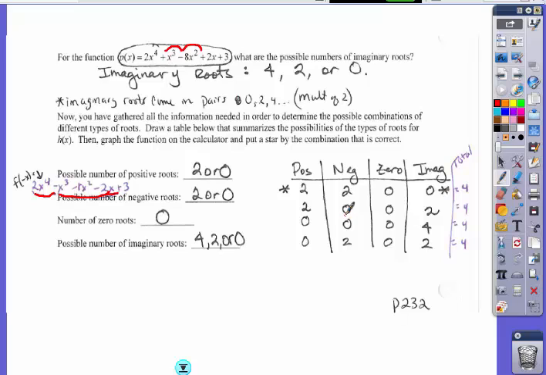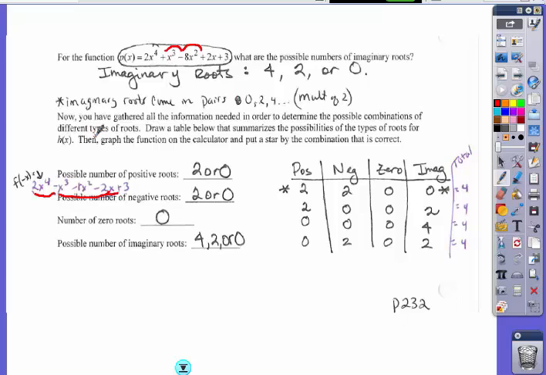I did 2, they did 2 again here on the positive, but now they switched it to being 0 on the negative. With that happening, now we can do 2 imaginaries. Or we could have 0 positive, 0 negative, and everything could be imaginary. Or you could have 0 positive, 2 negative, and 2 imaginaries. Those are our 4 different options of what could happen.